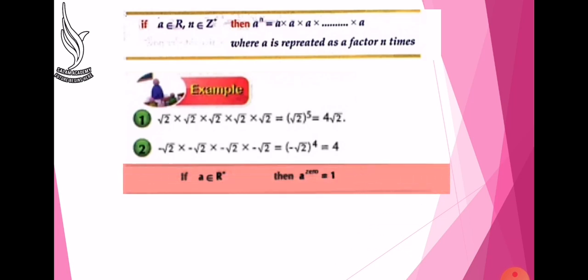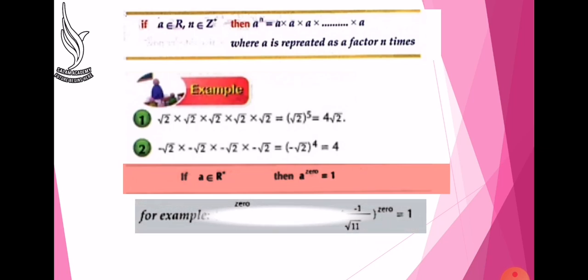Note that if A belongs to R star, then A^0 equals 1. For example, root 7^0 equals 1. And negative 1 over root 11 all ^0 equals 1.